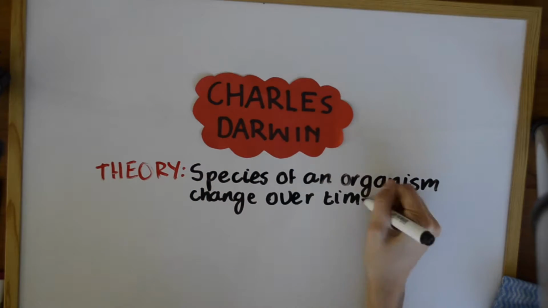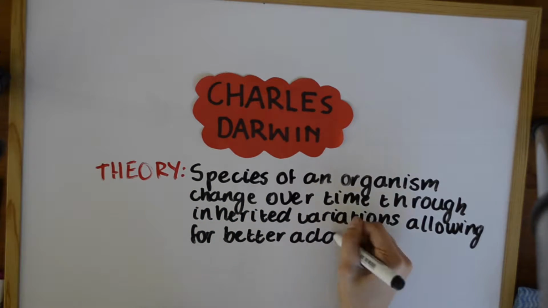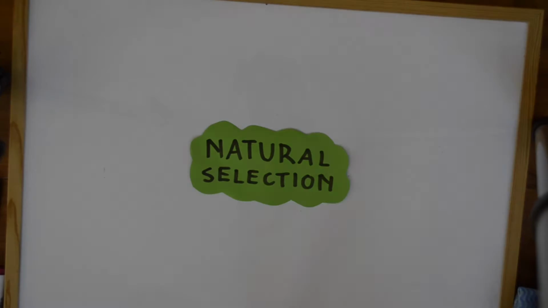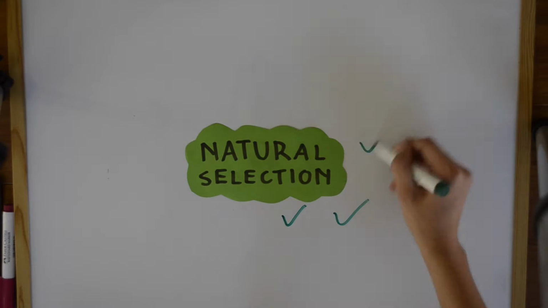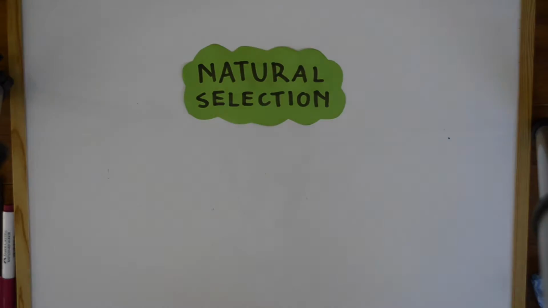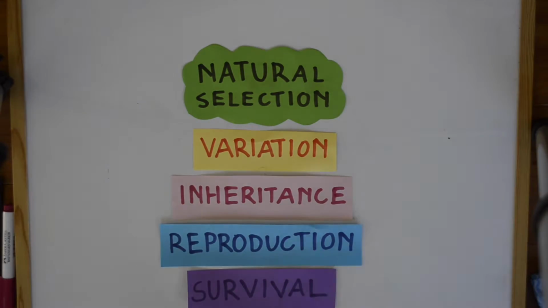Darwin's theory of evolution states that species of an organism change over time through inherited variations, allowing for better adaptation to its environment, otherwise known as natural selection. Now, natural selection is the most popular belief for how evolution occurred. Natural selection involves 4 mechanisms: variation, inheritance, reproduction, and survival.